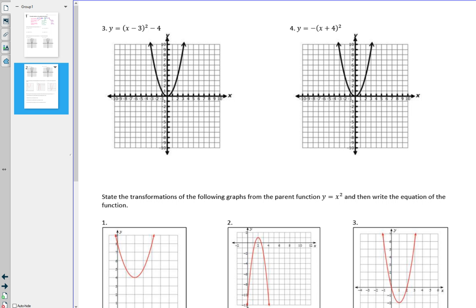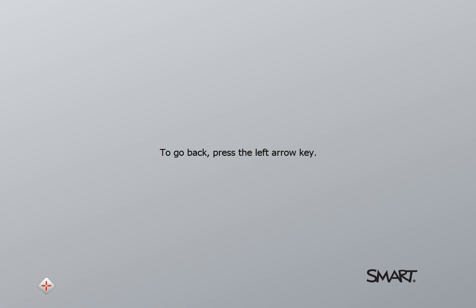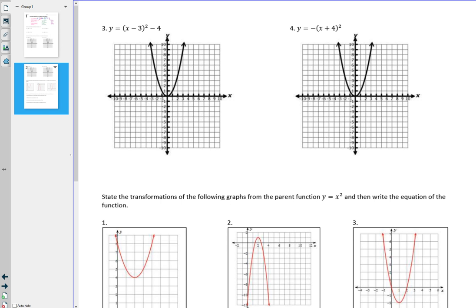So for 3 and 4, we were just supposed to graph. So let's identify A, H, and K. What's A for number 3? 1. What is H? And what is K? -1. So our first point would be at 3, -4.